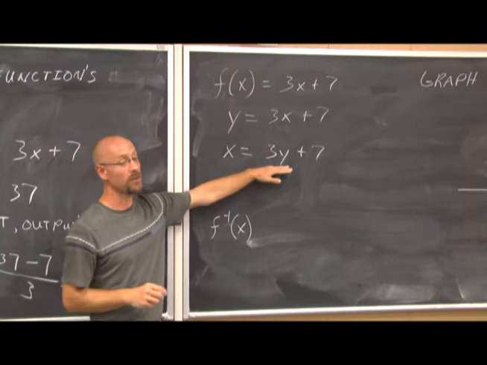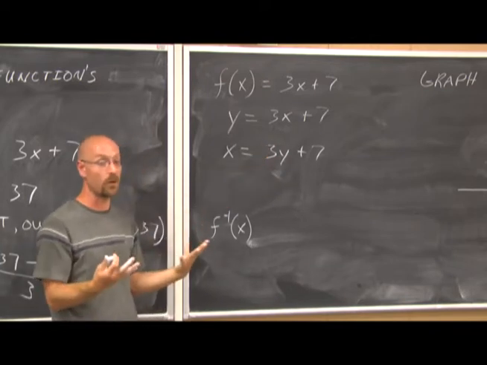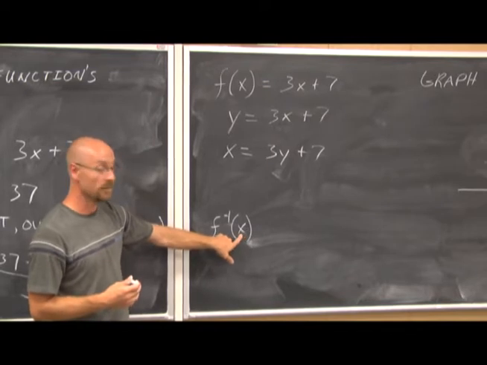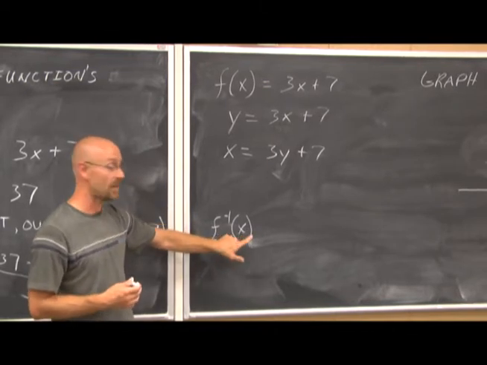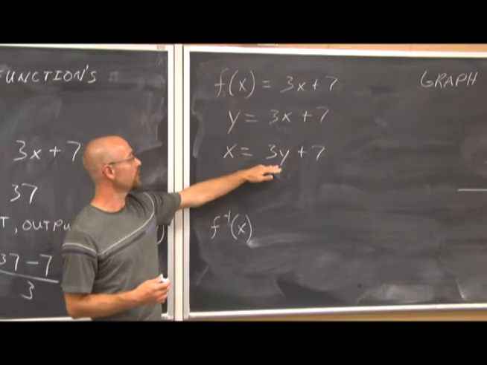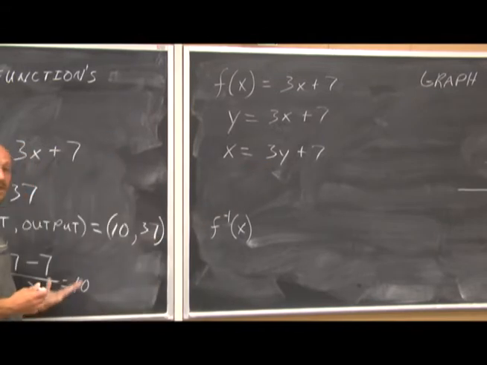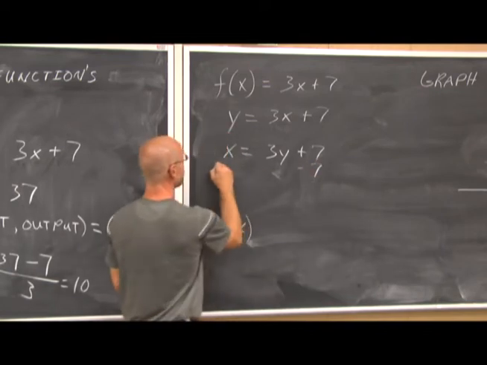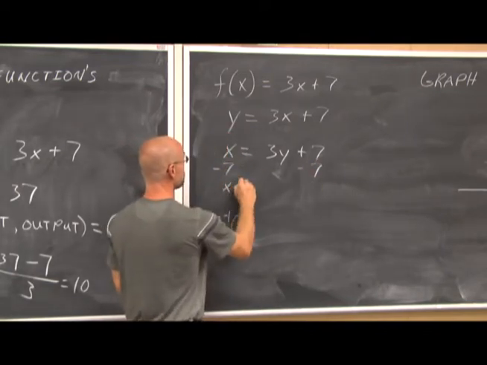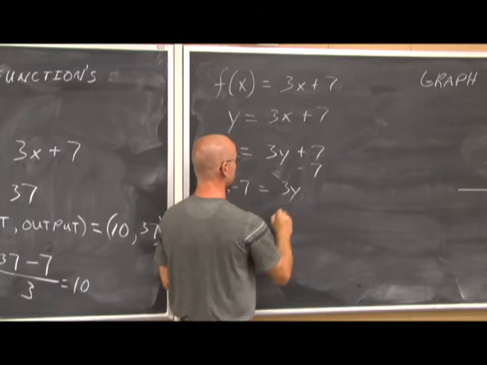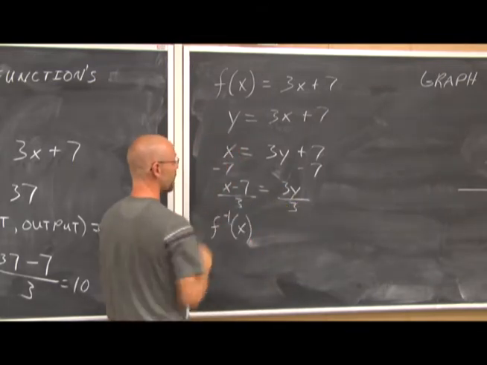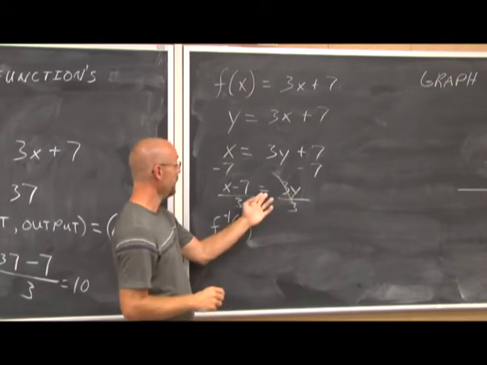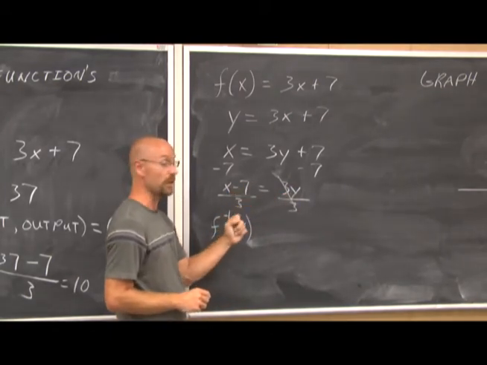So this is going to be my inverse function, but it's not in the right format. In order to have an inverse function, it has to be f inverse of x. X has to be the input. So how can I do that? Well, how did we do it here? We just undid the math. So I'm going to subtract 7 from both sides. So I get x minus 7 equals 3y. And then I'm going to divide by 3, so I get y by itself. Well, y equals x minus 7 over 3.